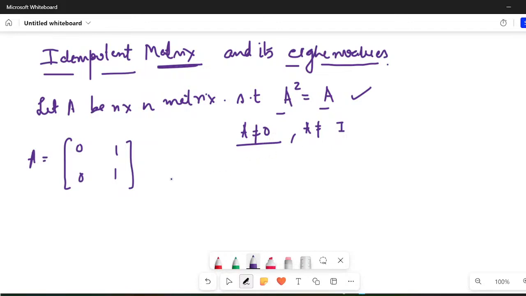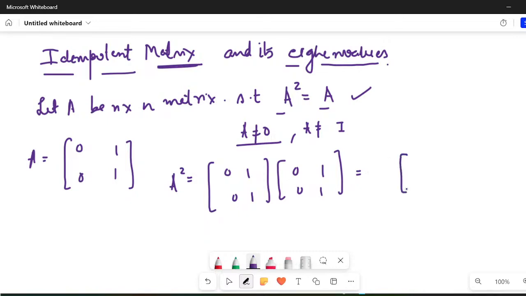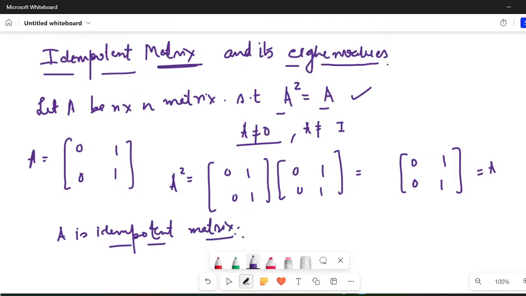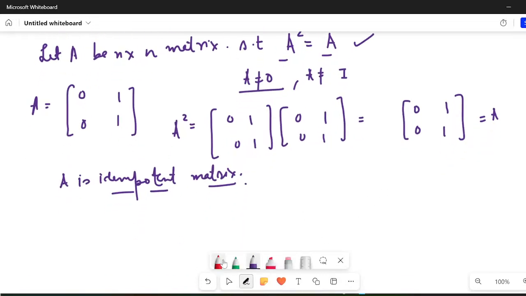But if you try to find A square, what you will get? You will get 0 1 0 1, and again 0 1 0 1, and if you calculate, you will get 0 1 0 1. So basically you will get A. So clearly A is an idempotent matrix. Now let lambda be an eigenvalue for this matrix.